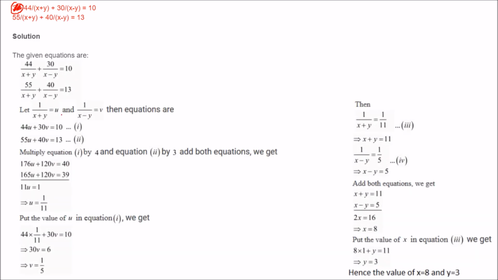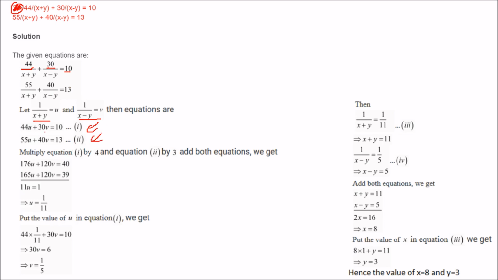So 44 by x plus y plus 30 by x minus y equal to 10. So you can take 1 by x plus y as u, 1 by x minus y equal to v. So this becomes 44u plus 30v equal to 10. This is our first equation. Now this becomes 55u plus 40v equal to 13. This becomes your second equation.